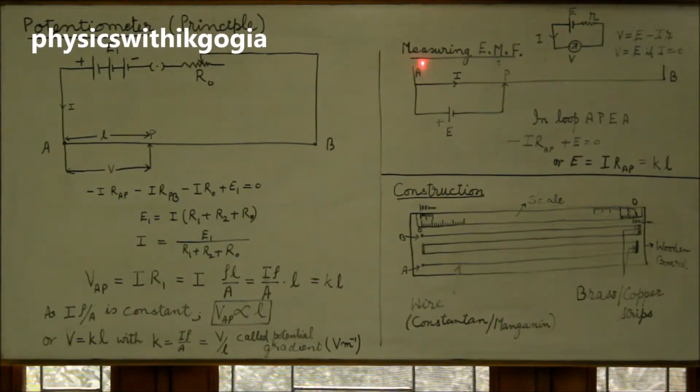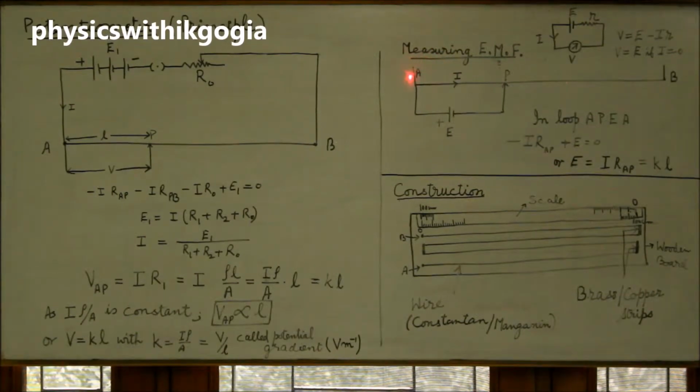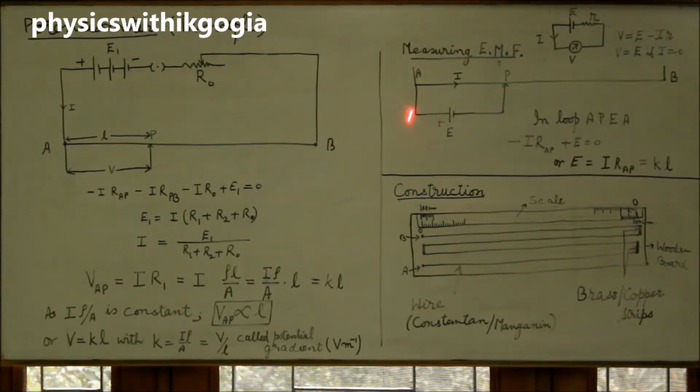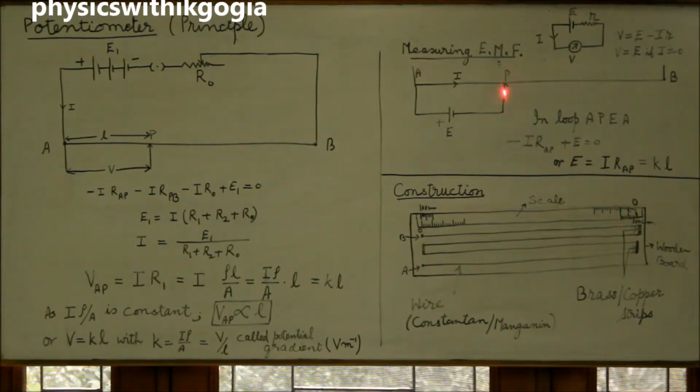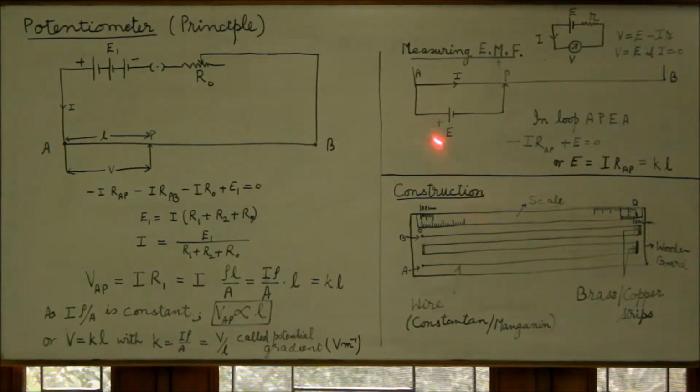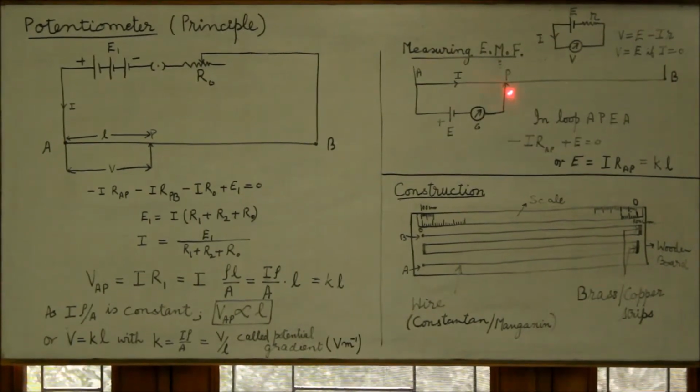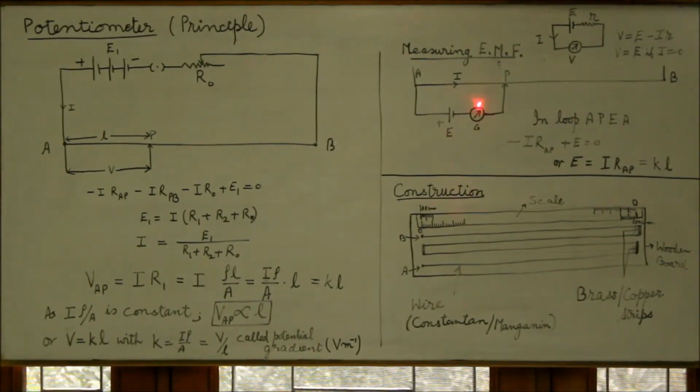The battery of EMF E1 which we have used here tends to send current here in the downward direction, whereas the cell tends to send the current in the upward direction. Adjusting the position of P, we make the current in this branch 0, which we can check with the help of a galvanometer connected here in the circuit. Now by adjusting P, we get 0 deflection in the galvanometer.